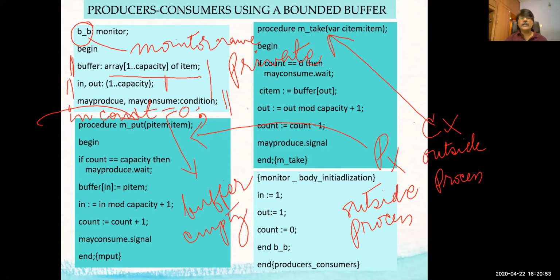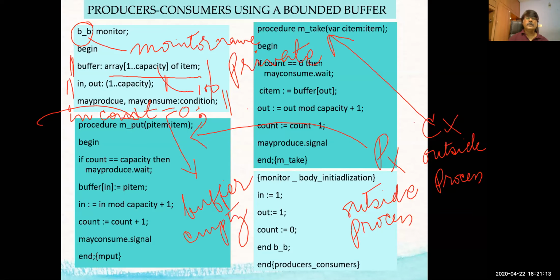If count is greater than 0, it means the buffer has some items in it. That's what you need to understand. So let us say capacity is assigned some 100. That means the buffer, which is actually an array, can store 100 items in it.